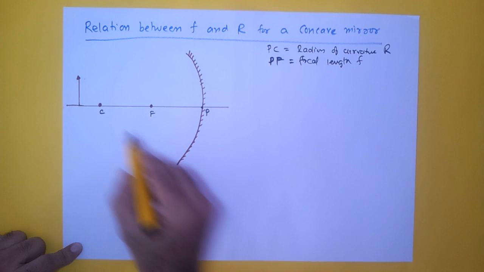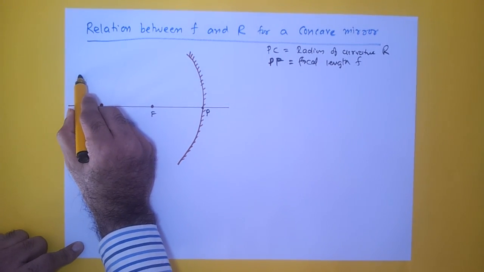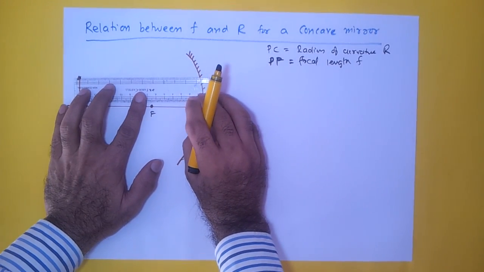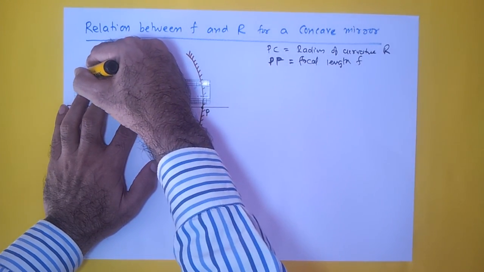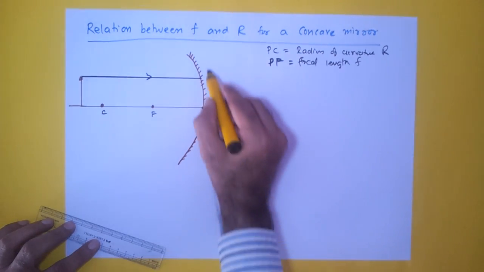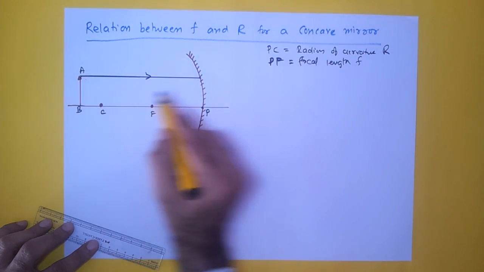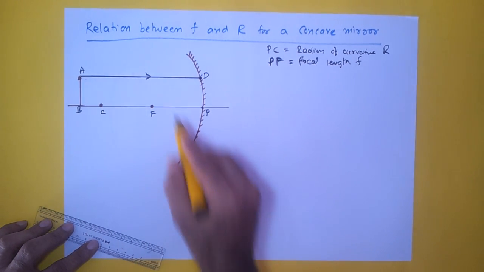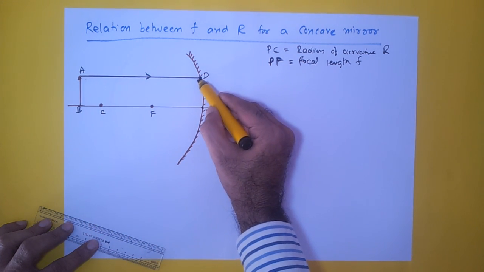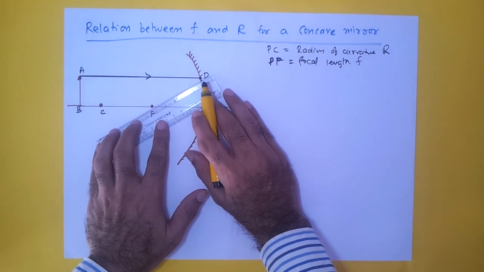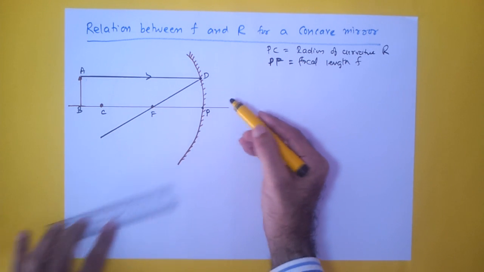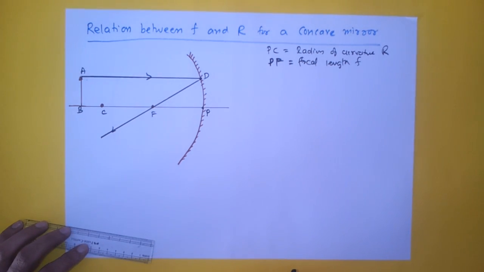Now, since this is a concave mirror, a ray of light which travels from this object, right, and is incident on this mirror, travels straight, something like this. So there is a ray of light which is incident on the mirror. This is the object, say AB. Let us call this point D. So it's incident over here, and since it is parallel to the principal axis, it will reflect in such a way that it will pass through the focus. So this ray will go in this particular way. It will reflect in such a way that it passes through the focus. So this is the direction in which the ray goes.